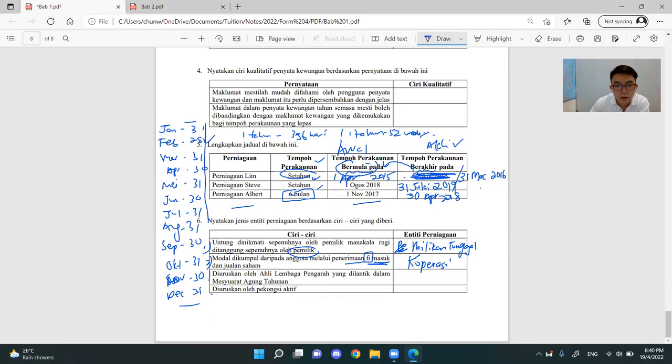Koperasi. Okay, number 3, diuruskan oleh ahli lembaga pengarah. So, who is the ahli lembaga pengarah in English? You know, the board of director. This one you know. Because you watch movie, you watch K-drama, okay? They will mention about the board of directors, okay? And this board of directors normally will be lantikan dalam your mesyuarat agung tahunan. So, when you go to your SMK, you are the mesyuarat agung tahunan or called AGM, Annual General Meeting.